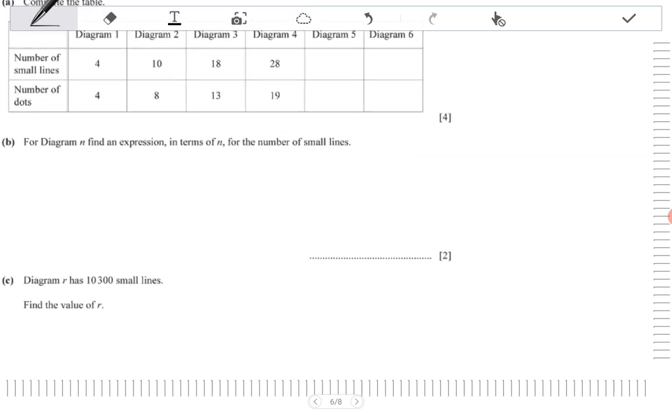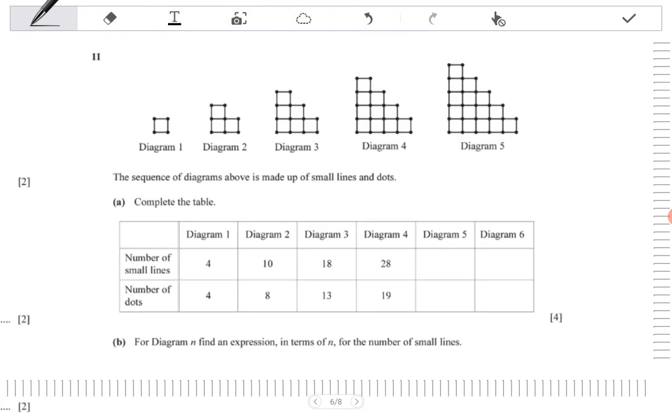Okay. And this question is like diagram 1, diagram 2, diagram 3, diagram 4, diagram 5. The sequence of the diagrams above is made up of small lines and dots. Complete the table. First we have to complete the table, and then the nth term formula is to be made, and there are some other extensions of the part questions. So first of all we have to complete the table.